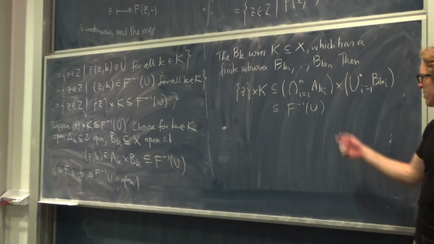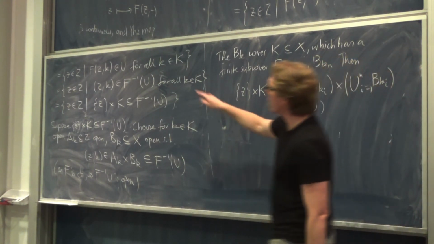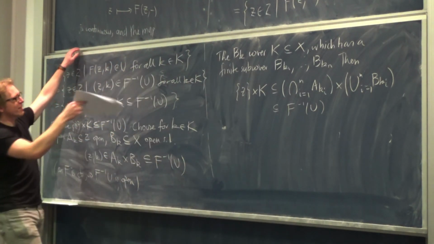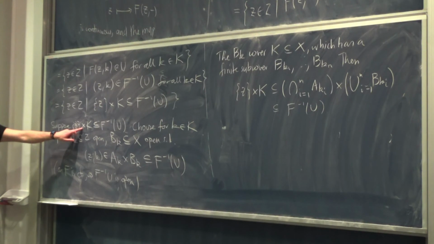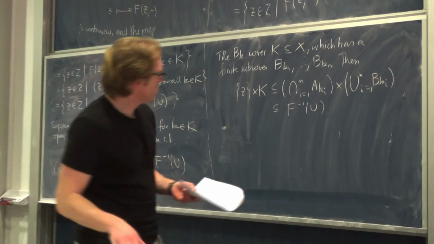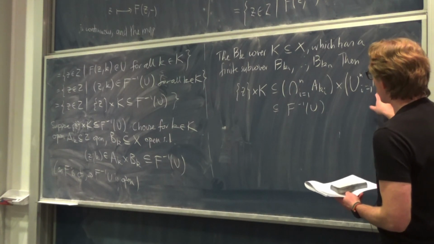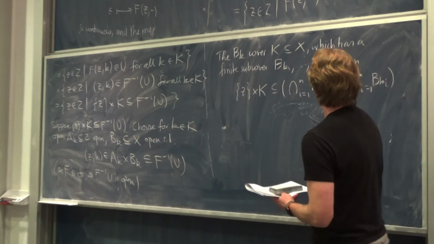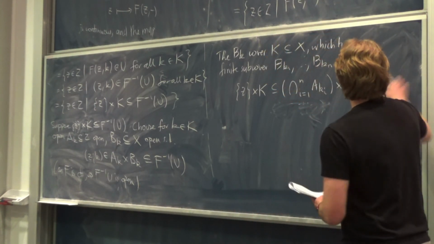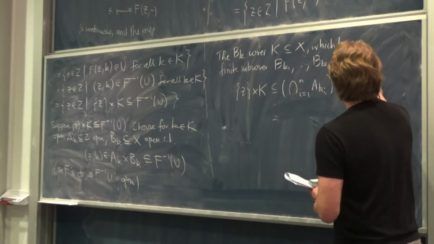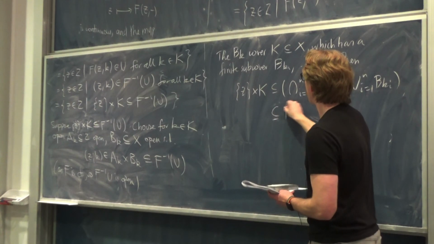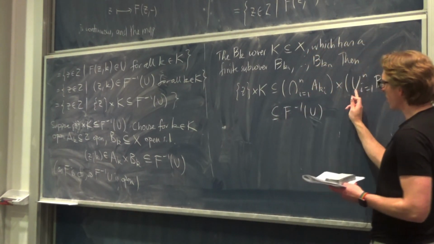Right, so let's check that this makes any sense. What am I trying to do? I'm trying to show that if z is in this set, there's some open neighborhood of z such that that thing cross K is contained in F inverse U. Well, that's open and contains K. I'll stick with what I had. So let's do this inclusion first. That means that's clearly open. So let's do that inclusion.